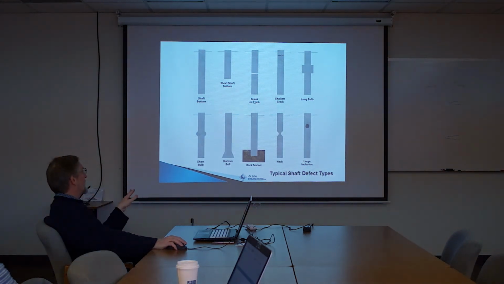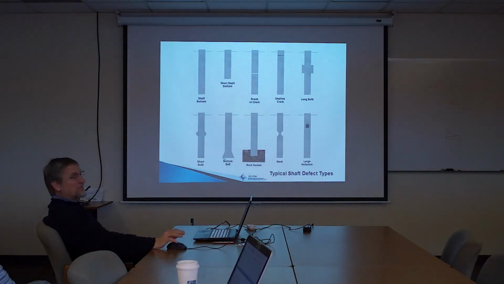And so I was going to go through some of the most important ones here, but these are the kind of things that you can run into in a shaft. This is what your shaft has, basically a rock socket situation. Now, the thing to keep in mind, a bottom bell and a rock socket will look very similar to each other, because their impedance increases at the bottom. A short shaft and a break will look the same. You can't tell the difference between a broken shaft and a short shaft, except that the owner says it's supposed to be 40 feet and it's only 20.